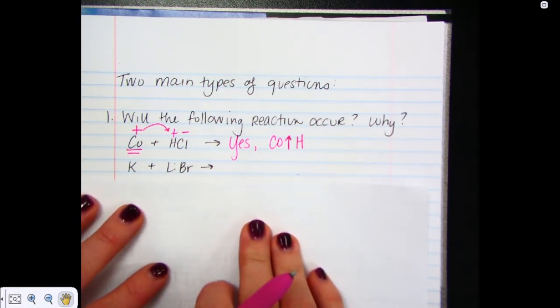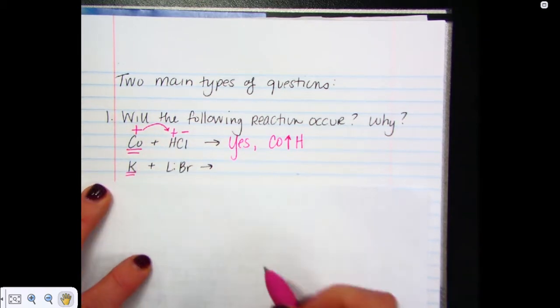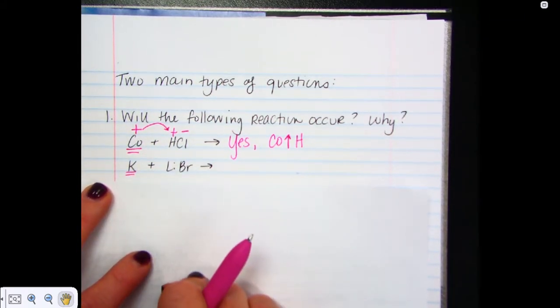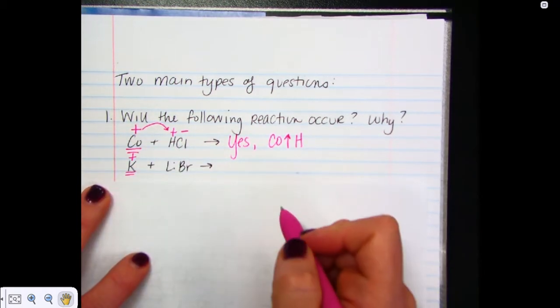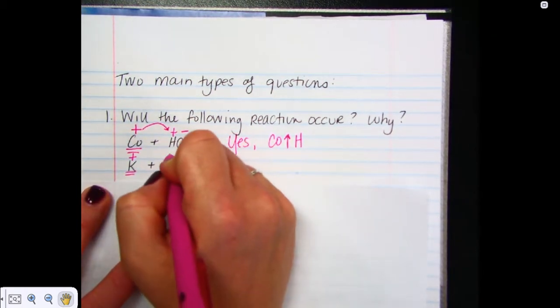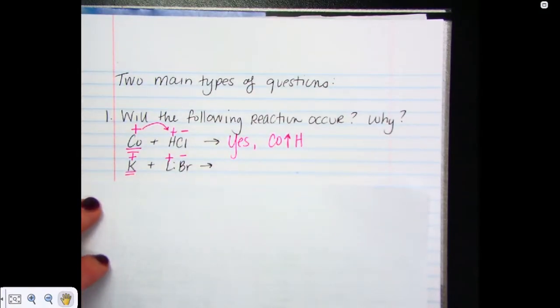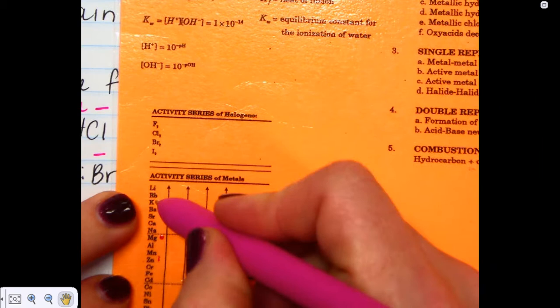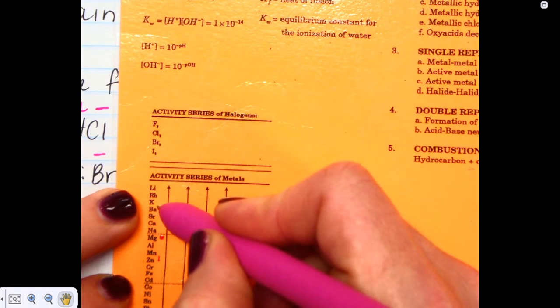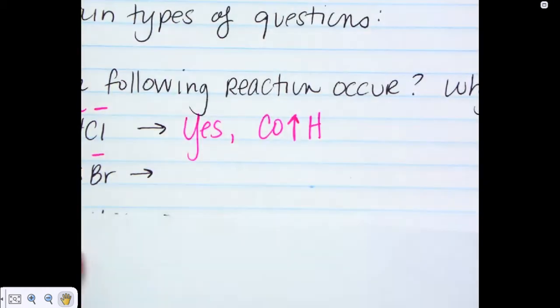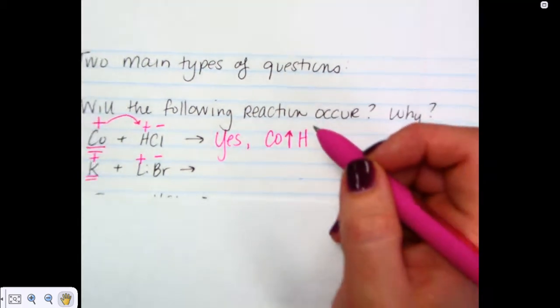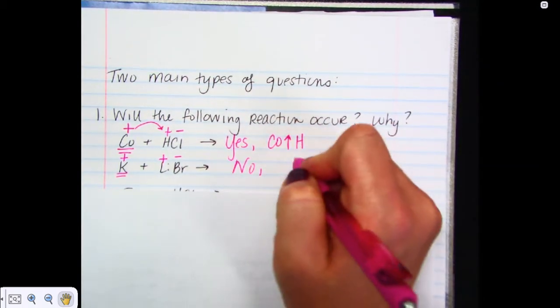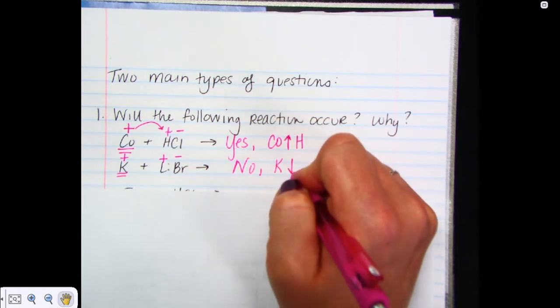First question, who's my single element? Oh, my single element is potassium. What's the charge of potassium? Oh, it's a positive. It's a metal. Who's it trying to replace? It's got to be trying to replace lithium. Lithium is also positive. So will the reaction occur and why? Let's look on the list. So I'm looking at, can potassium replace lithium? Well, potassium is lower on the list than lithium. So can potassium replace lithium? No. So my answer here is no. And why? Because K is below Li.